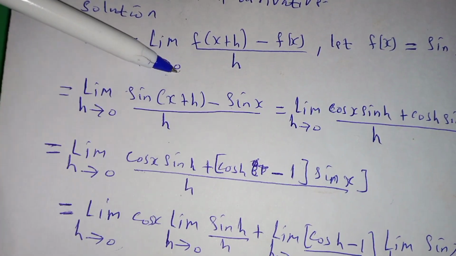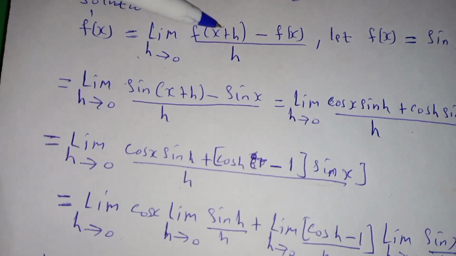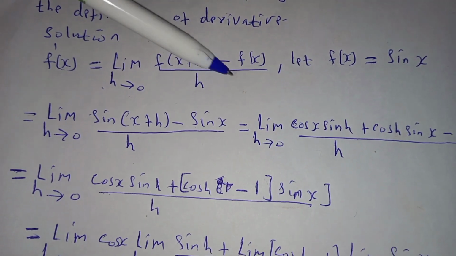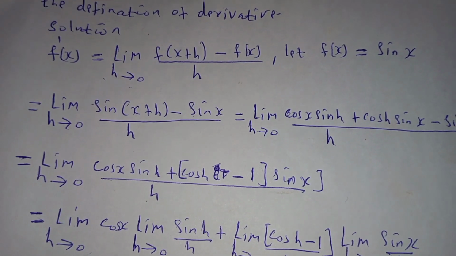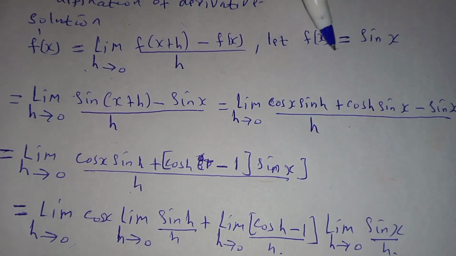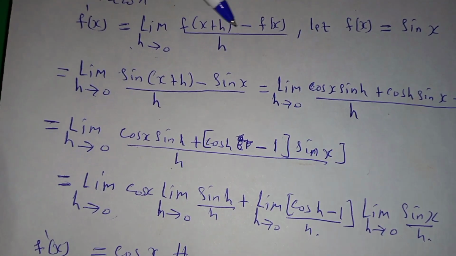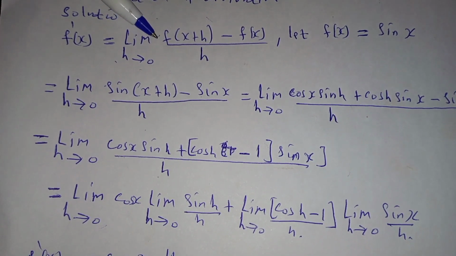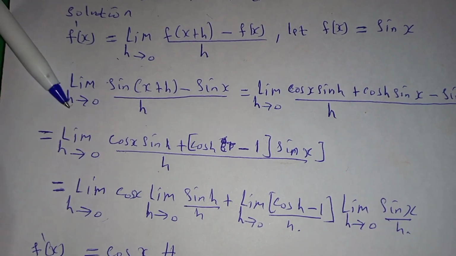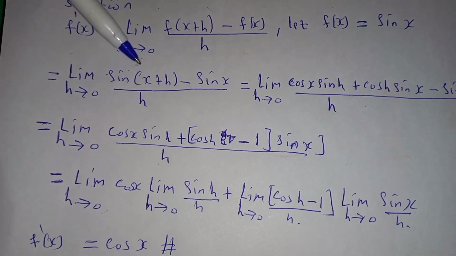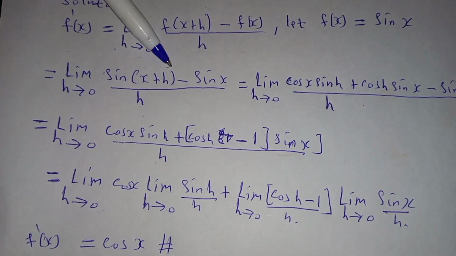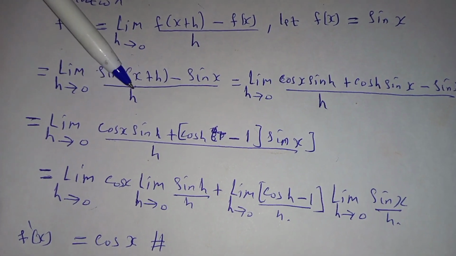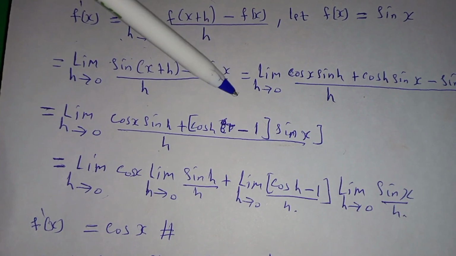minus f of x, everything divided by h. So we let function f(x) be sin x, then we substitute f with sin x: limit as h tends to 0 of sin of bracket x plus h, minus sin x, which is the function f(x), everything divided by h, which is equal to the limit.